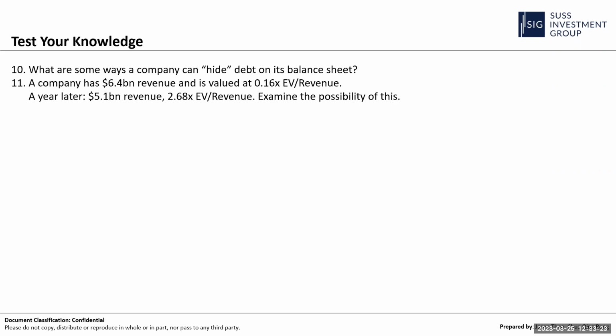I don't know if you guys can recall this from last sem, but let's try to figure this out. Can anyone remember this or not? I don't forget already. Very good, very good. Okay, so now there's 2 things. Basically at first, they have 6.4 billion revenue, and then they are trading at 0.16 times EV revenue. Then 1 year later, their revenue is 5.1 billion, but now they are valued at 2.6 times EV revenue. So how can this happen?